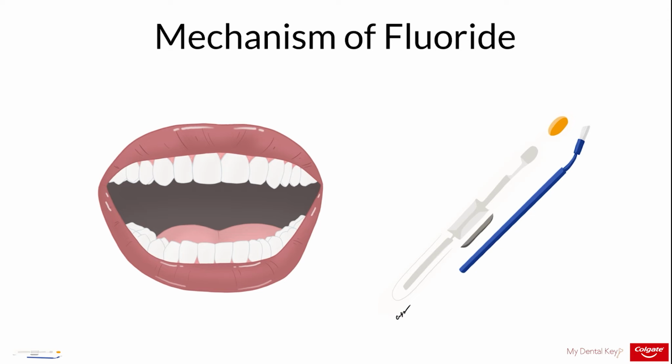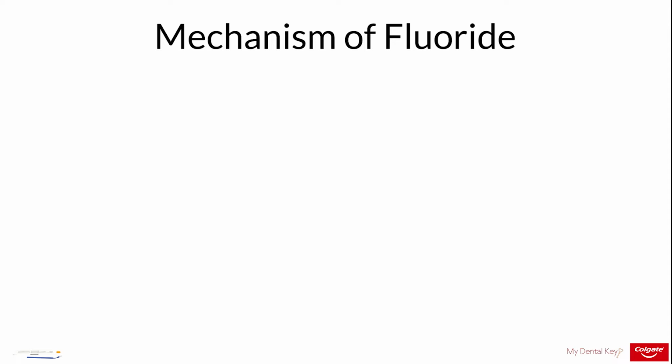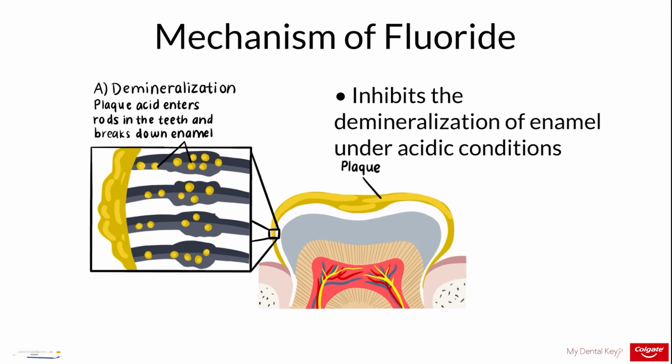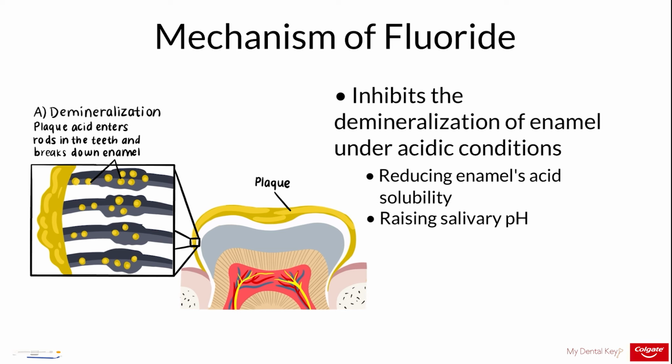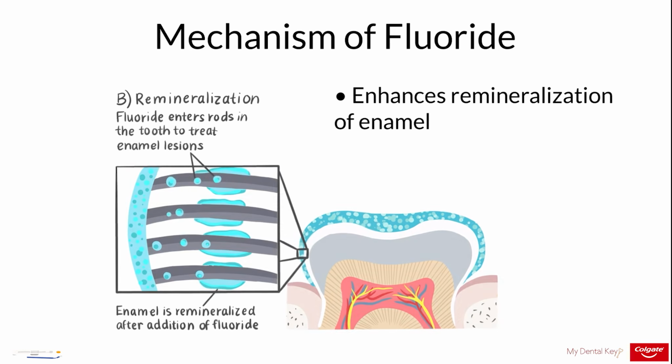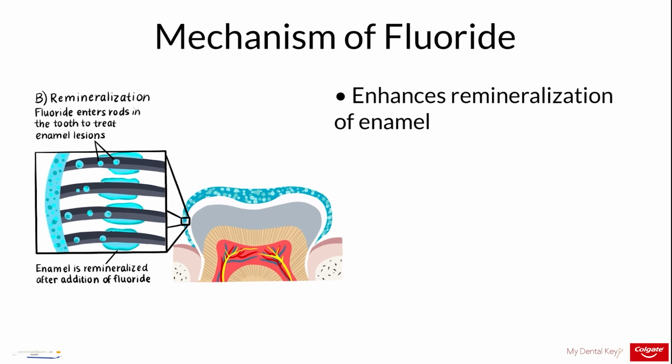Fluoride ions accumulate in the dental plaque, thereby contacting the tooth structure. Fluoride works to prevent dental caries via the following mechanisms. It inhibits the demineralization of enamel under acidic conditions by reducing enamel's acid solubility and by raising the salivary pH. It also enhances remineralization of enamel in early stage carious lesions by replacing hydroxyl radicals of hydroxyapatite crystals in enamel, producing fluoroapatite, which is less soluble in catabolic acids produced by oral bacteria.